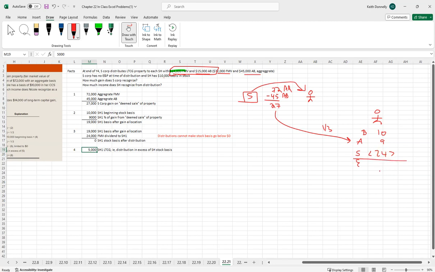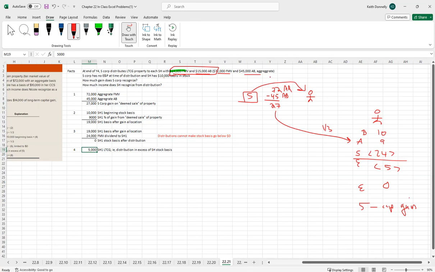We got to back that out. In this case, it's going to put us at -5. But remember, we said it can't go below 0, so it ends at 0 there, our ending basis, and that excess 5 is going to be a capital gain. So that's the idea here.